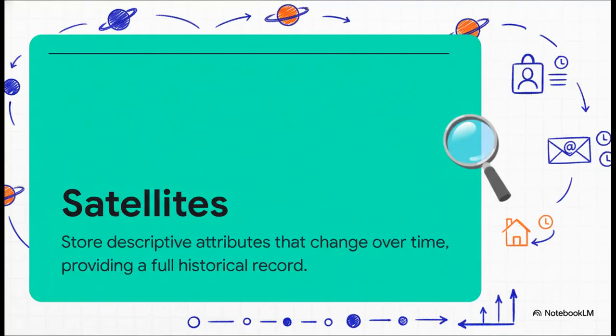And finally, we get to the most powerful piece of the puzzle, the satellites. Satellites are what hold all the descriptive, juicy details, the stuff that actually changes over time. A customer's address, their name, their phone number. But here's the absolute killer feature. A satellite never overwrites old data. Every time something changes, it just adds a new row with a timestamp. This gives you a perfect, untouchable history of everything.